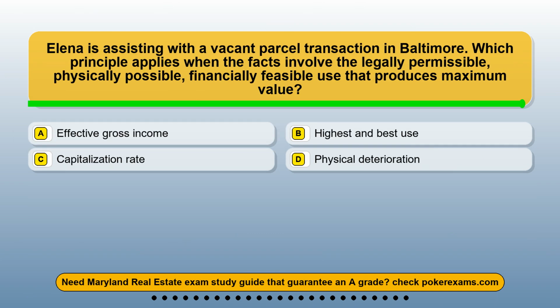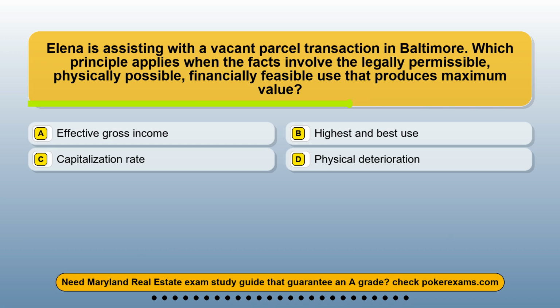Question 15. Elena is assisting with a vacant parcel transaction in Baltimore. Which principle applies when the facts involve the legally permissible, physically possible, financially feasible use that produces maximum value? Option A. Effective gross income. Option B. Highest and best use. Option C. Capitalization rate. Option D. Physical deterioration.